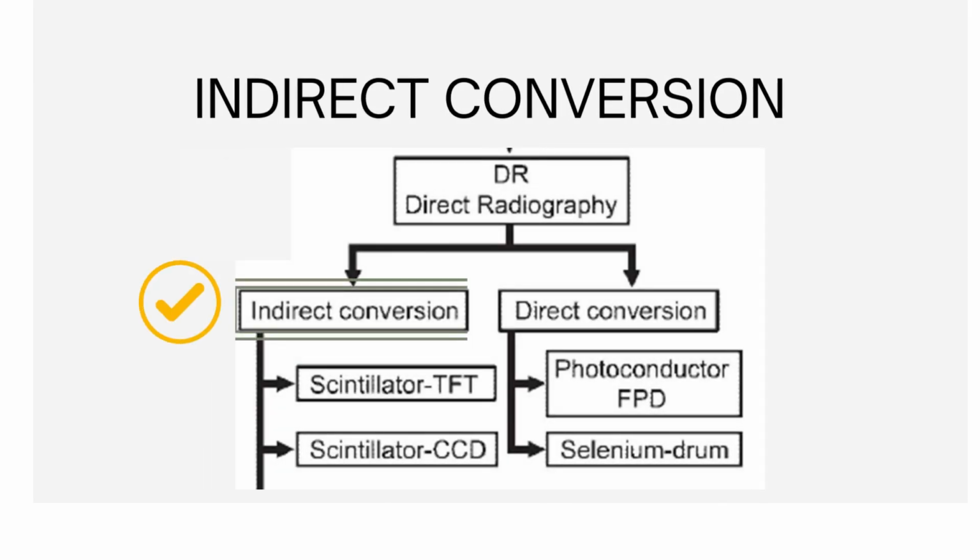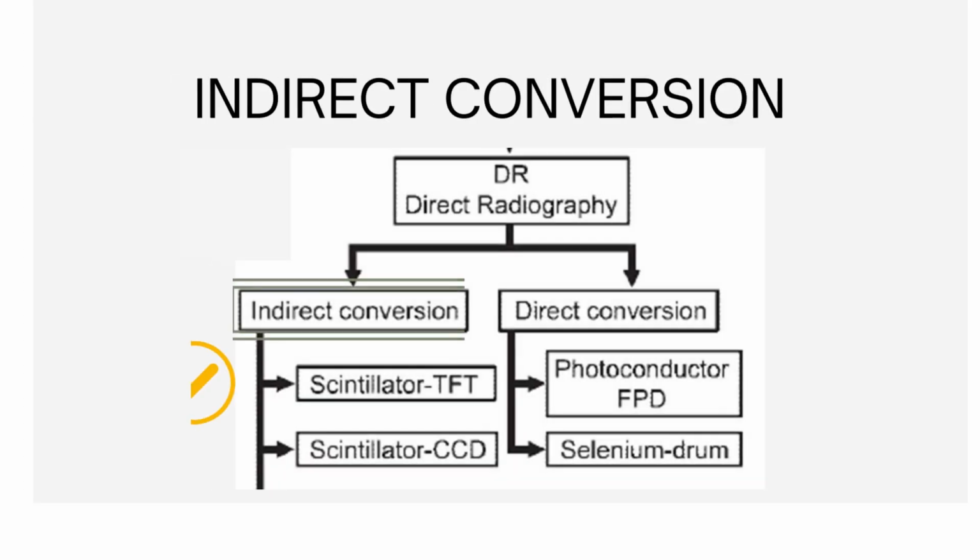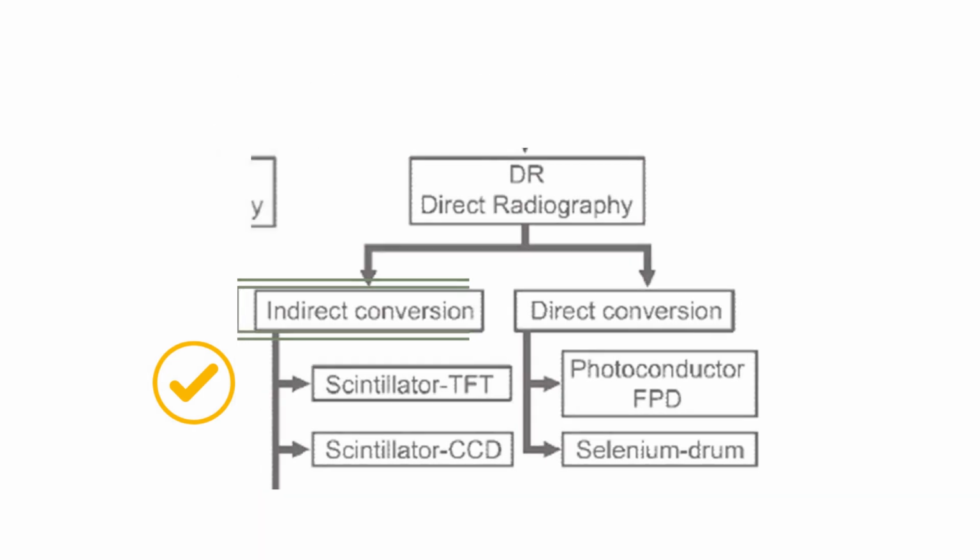There are different types of DR systems available depending on the type of detectors used in them: flat panel detector-based systems and charge-coupled device array-based systems. This brings us to the next part: indirect conversion.